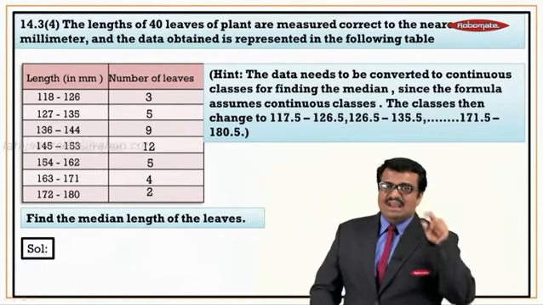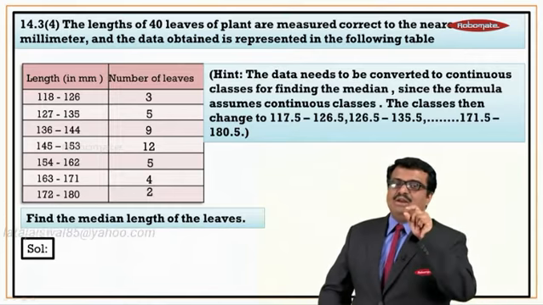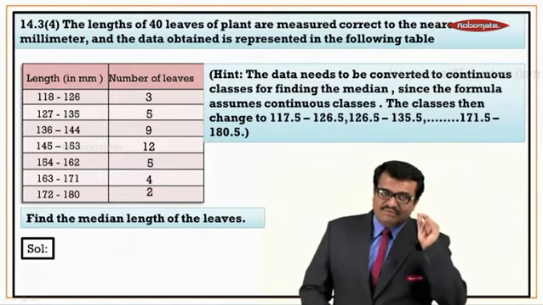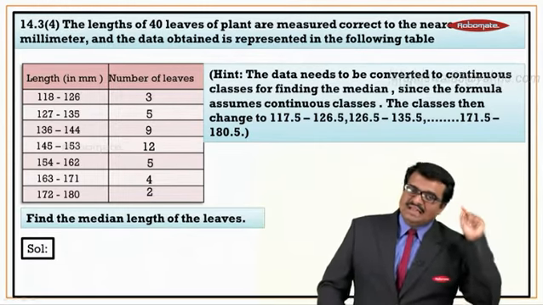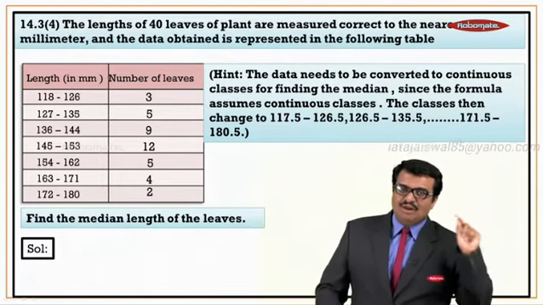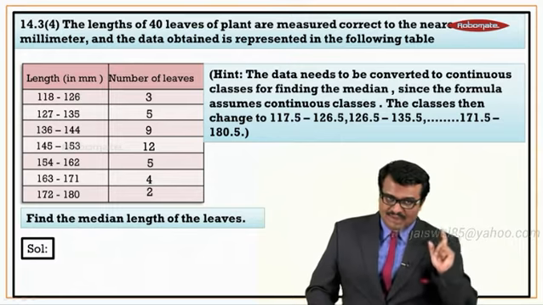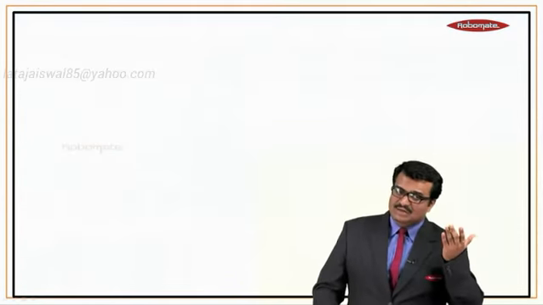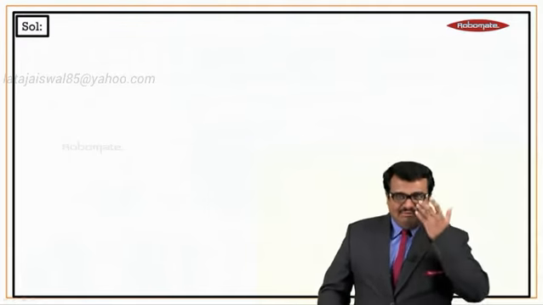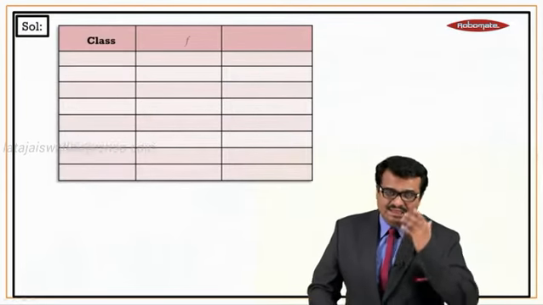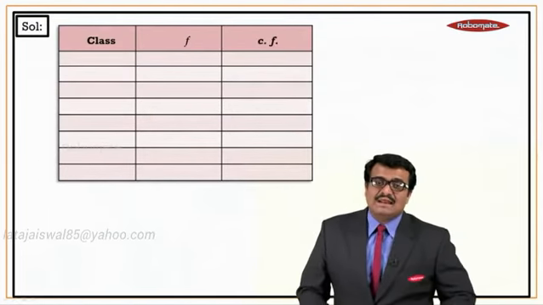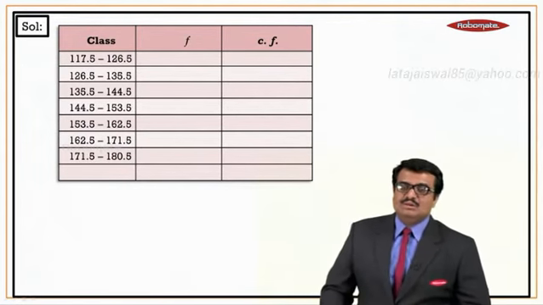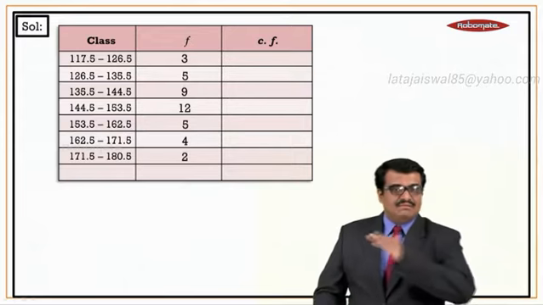So as per the hint, you will get these classes: 117.5 to 126.5, 126.5 to 135.5 and so on. And the last one will be 171.5 to 180.5. So this is the way we convert discontinuous classes to continuous. The first column will be classes, and we will write the continuous classes one below the other, and the frequency we get from the question.